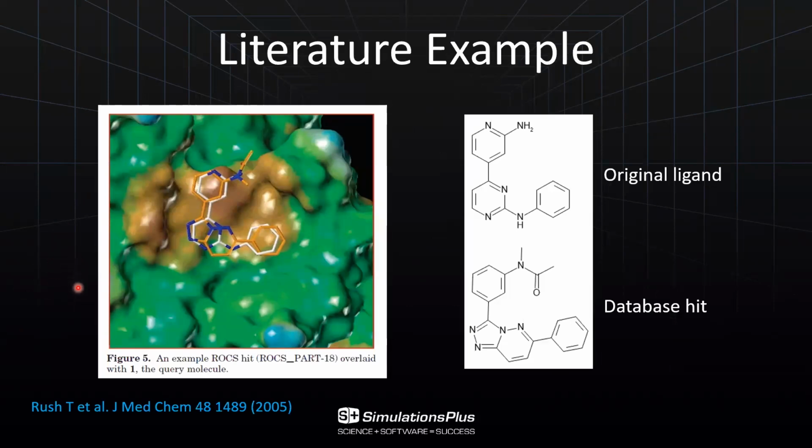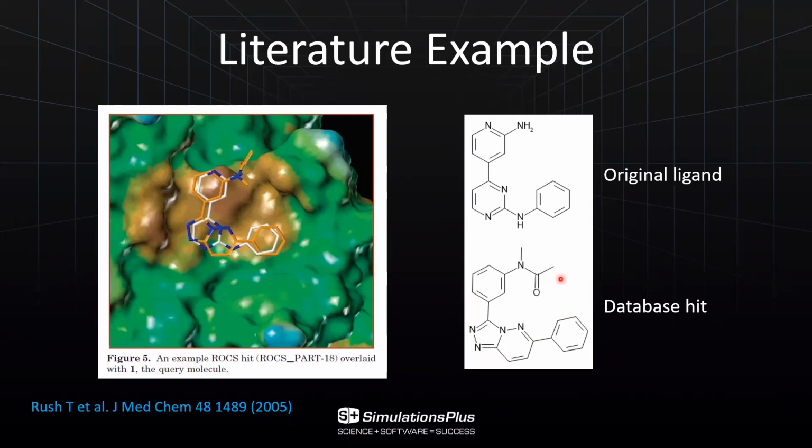This is from a 2005 publication on one of the earliest 3D shape tools, ROCS from the company OpenEye. The idea was to find hits similar to this known ligand for which there was an existing protein-ligand X-ray structure. So ROCS was used to screen a large 3D conformer database, and many of the compounds with high 3D similarity scores turned out to be active.